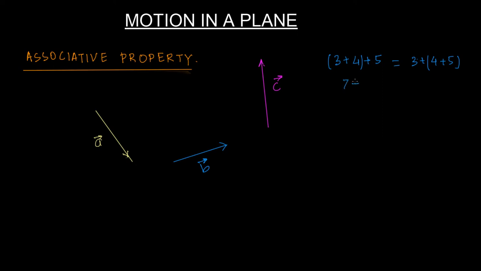So 3 plus 4 is 7, 7 plus 5 is 12, and 3 plus 9 is also 12. So 12 is equal to 12, which is actually correct. That is the associative property. It is not only for real number addition; it holds good for every other thing. Whenever you say associative, we actually mean that if there are three, which two you pick up won't matter.